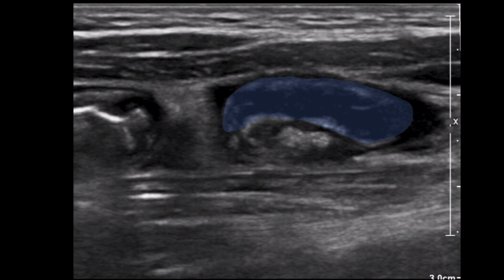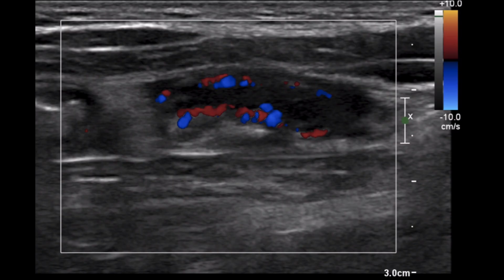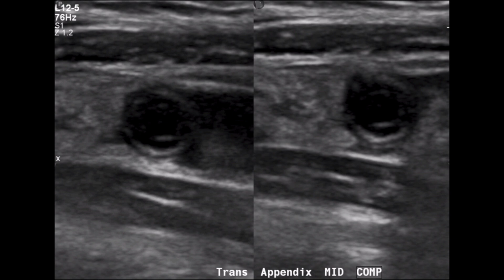The hypoechoic black area outside the appendix represents periappendiceal fluid. Here's another long axis view where color flow was utilized and displayed hyperemia and increased vascularity of the appendix. While this is not seen in all cases, it does add support for the diagnosis. A short axis view of the appendix is displayed. The image on the right is with compression showing no change in the diameter.